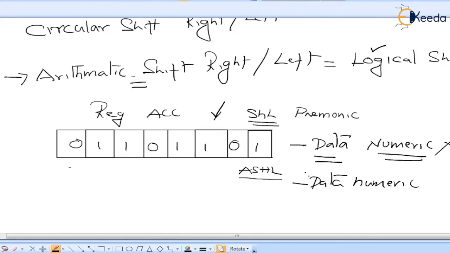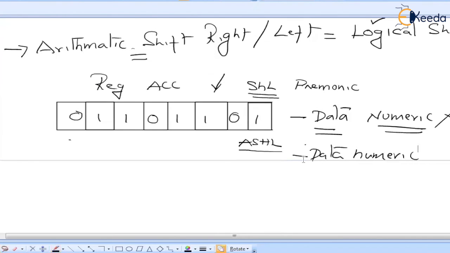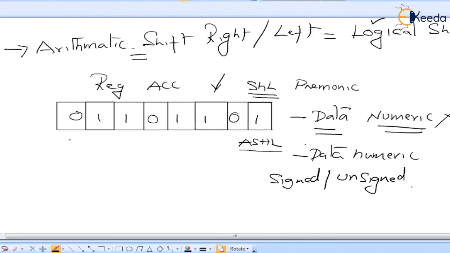Now, when you consider a numeric data item, there is a problem here. A numeric data item can be signed or unsigned. When you perform an arithmetic shift on signed digits, we should take additional care. What is that care? We're going to discuss that in the next session.